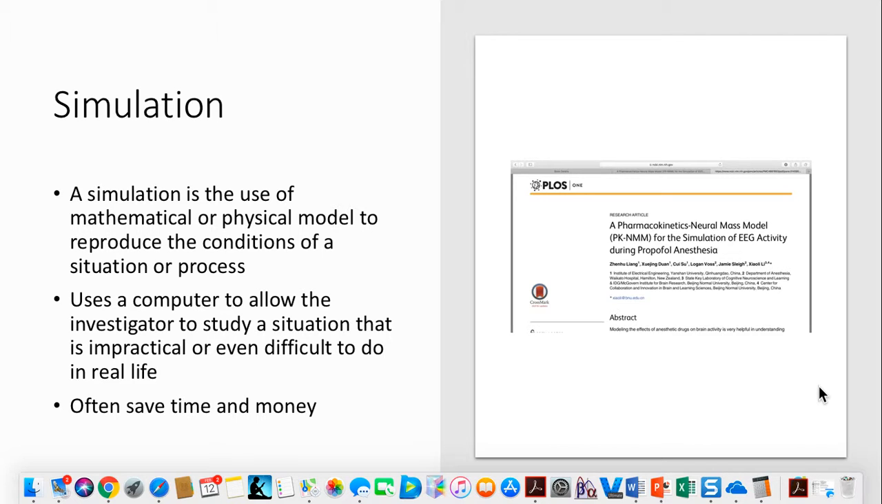And you can see here this example, it was a pharmacokinetics neural mass model for the simulation of EEG activity during propofol anesthesia. That's a lot to say, but it is an example that as I searched for this lecture, I did find. So if you want to go look at it to get an example, just go on PubMed and type that in. You can see an example of a study that used simulation for collecting the data.